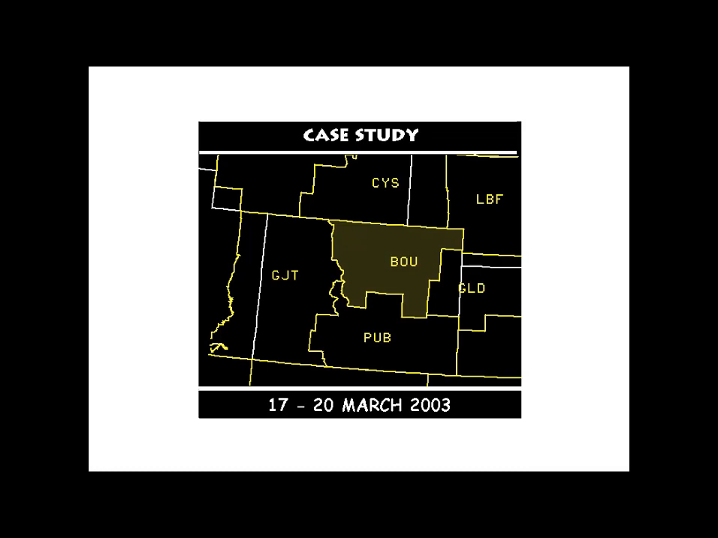This is Jeff Braun. I'll be taking you guys out to the high plains and Rocky Mountains of Colorado for the first case here. We're going to be looking at the Denver Boulder CWA for March 17th through the 20th of 2003, and we'll be forecasting for a 12 to 36 hour time period starting on the morning of March 17th.